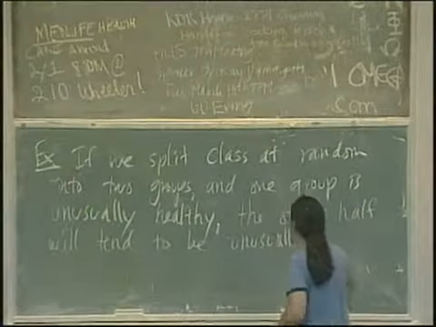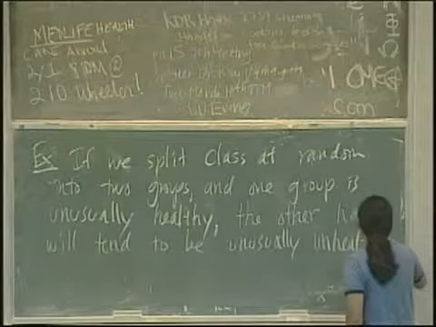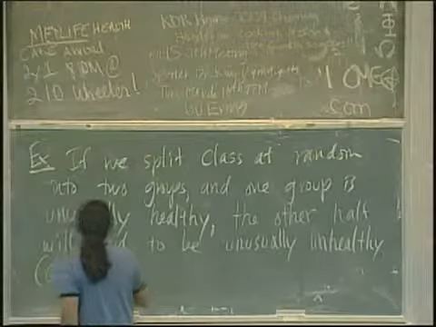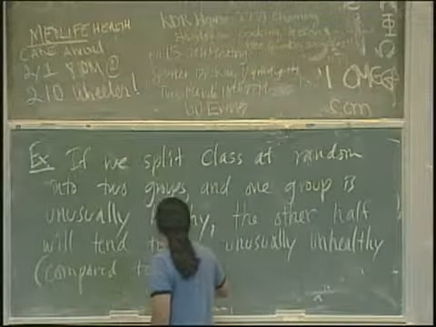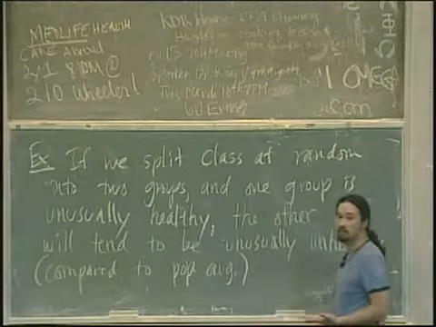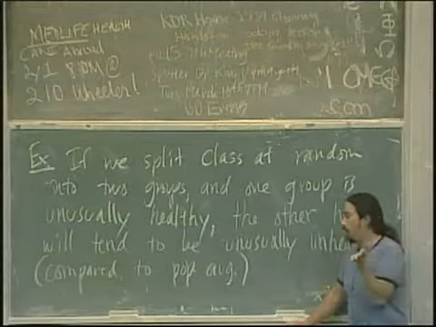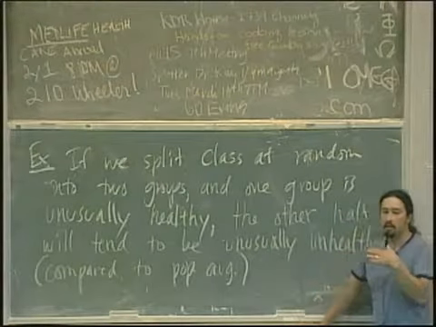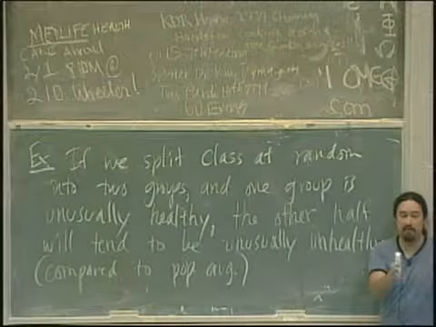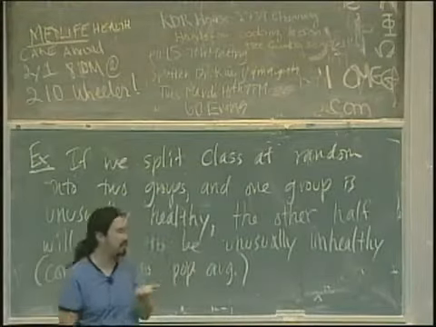So to make this a little bit more clear, unusually unhealthy, I'll just say compared to the population average. Population average, where the population is the class. Okay, we're looking at this class. So if you randomly had more healthy people over here, the other half of the class has to be less healthy on average, by the same amount, right? If this half is above average, however we're measuring healthiness, then the other half of the class is going to have to be below average.